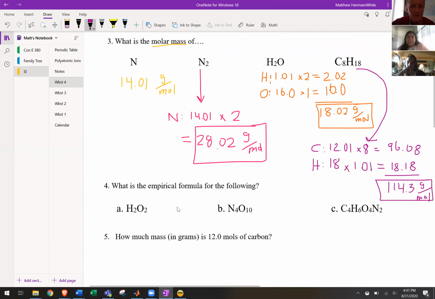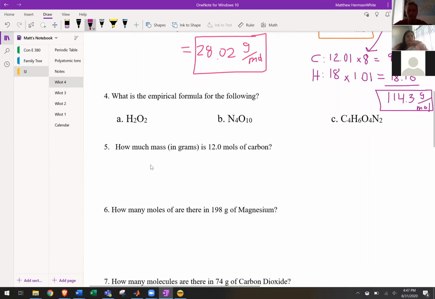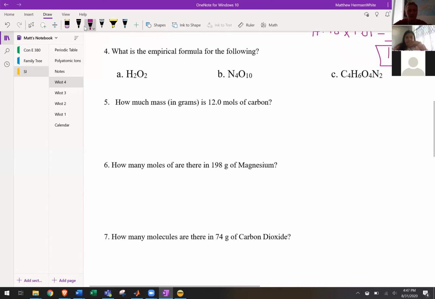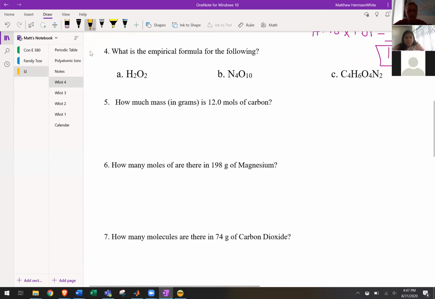Okay, so let's move on then. And we're going to talk about some empirical formulas and then getting into some actual stoichiometry calculations 5, 6, and 7. Now, the way I like to think of an empirical formula is sort of like the simplest version of a formula or the simplest ratio of atoms.